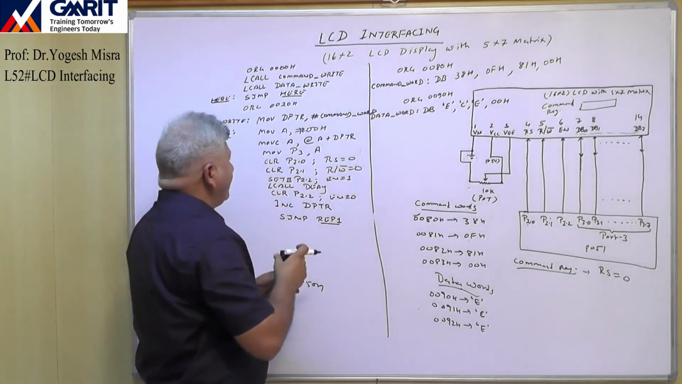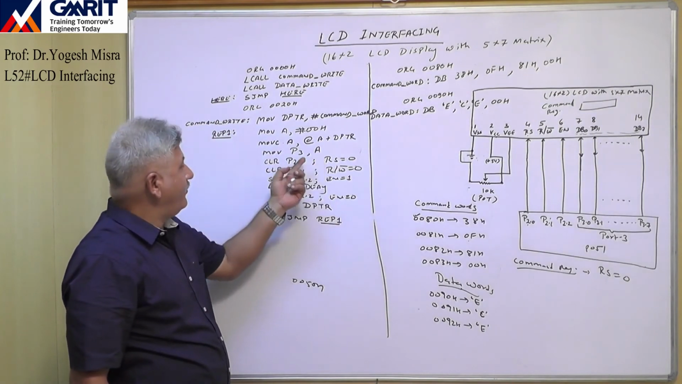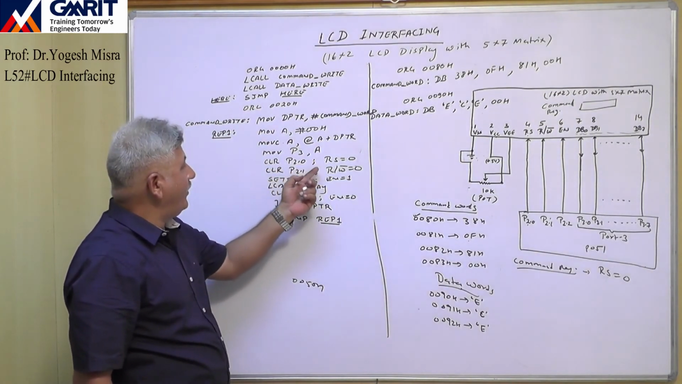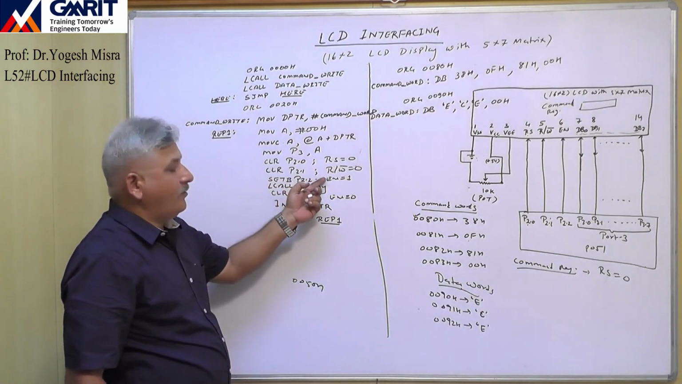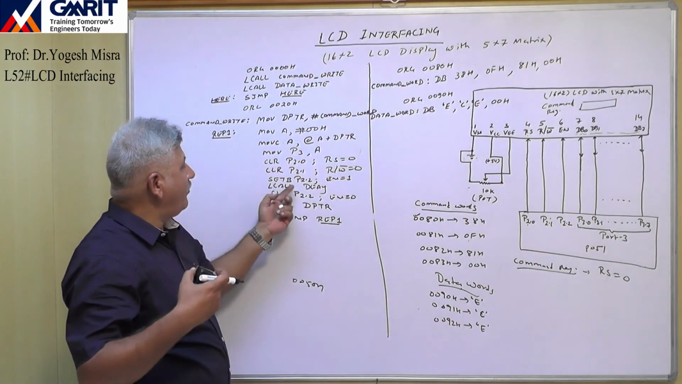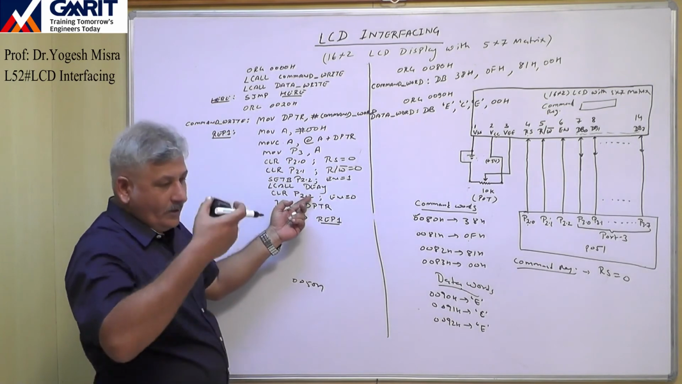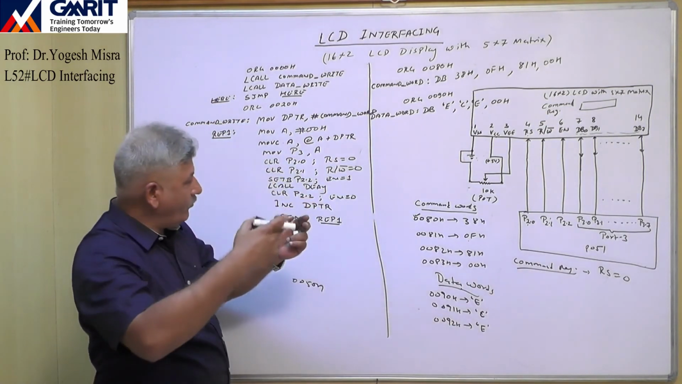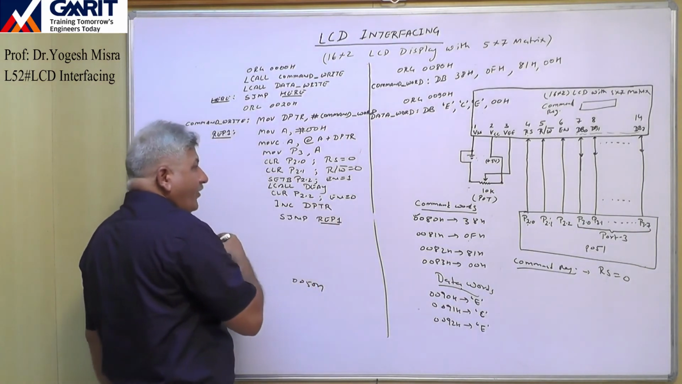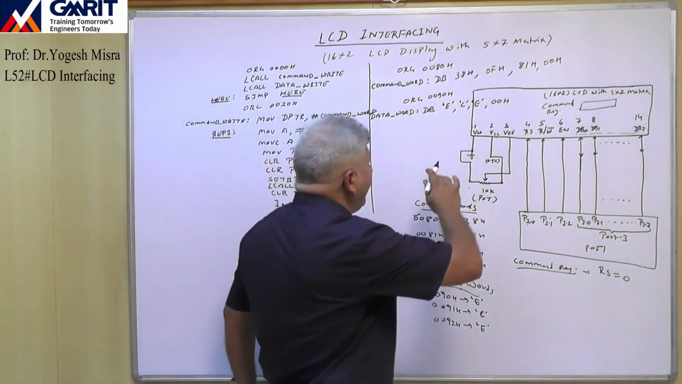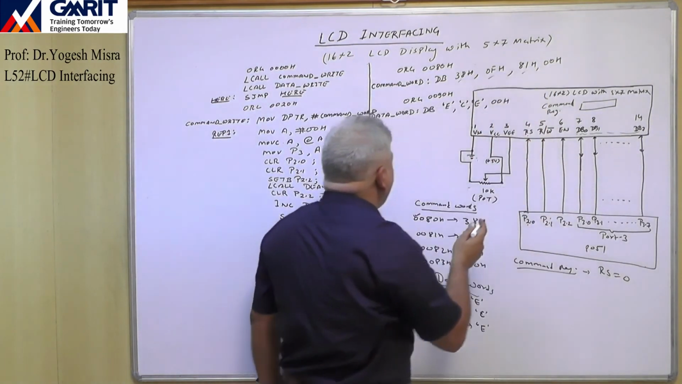And again after this, CLR P2.0, select the command word register, CLR P2.1, select the write operation, SETB P2.2, make the enable pin 1. Again call delay, the program will go to the delay, again CLR P2.2, make this pin 0. So again there is a high to low pulse. In this way, at one point of time, all the command words 38, 0F, 81 will be loaded.